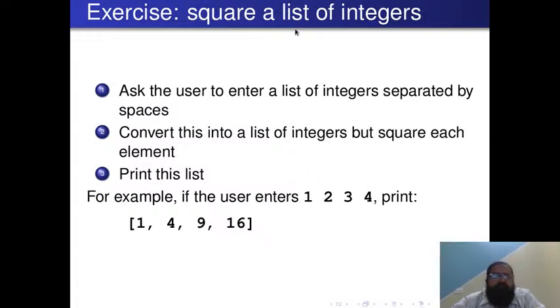Next is square a list of integers. Ask the user to enter a list of integers separated by spaces. Convert this into a list of integers but square each element. Print this list. For example, if the user enters 1, 2, 3, 4, you have to print 1, 4, 9, 16. Okay, students?